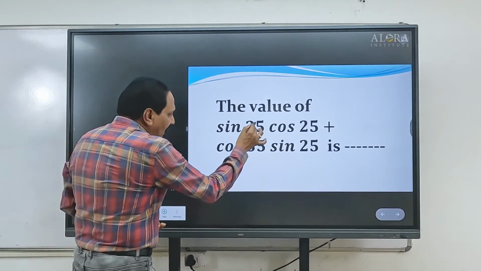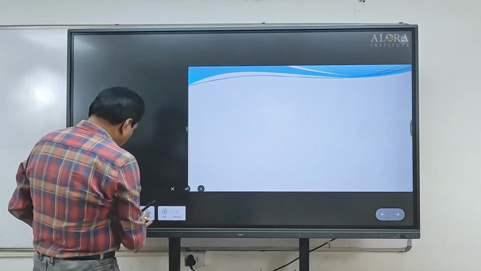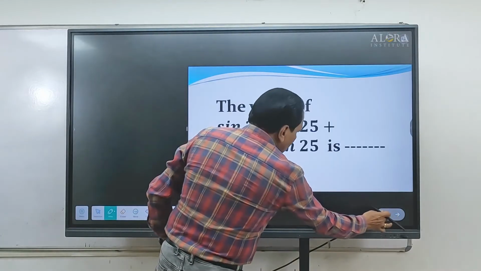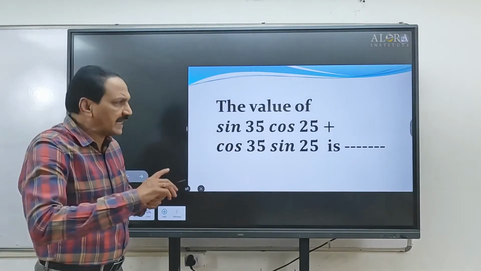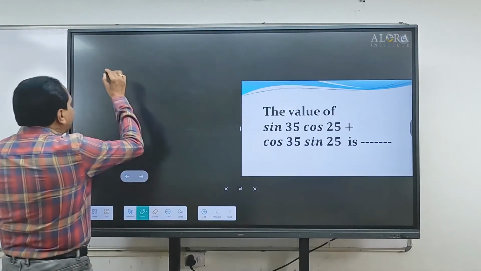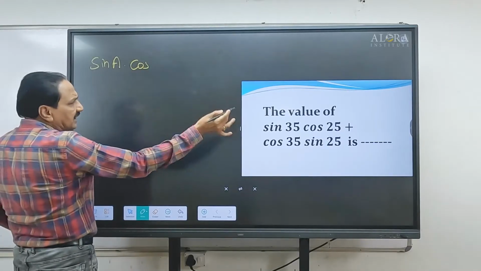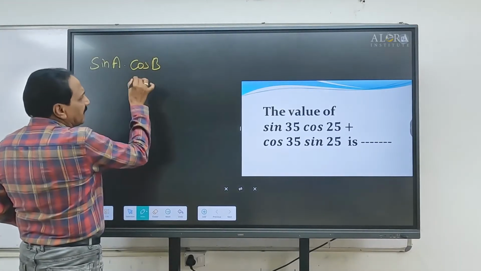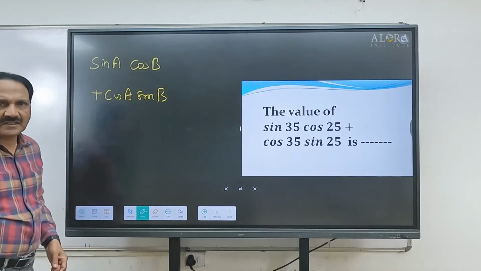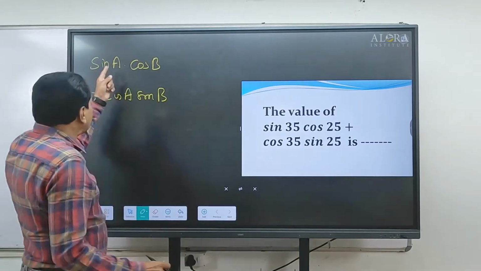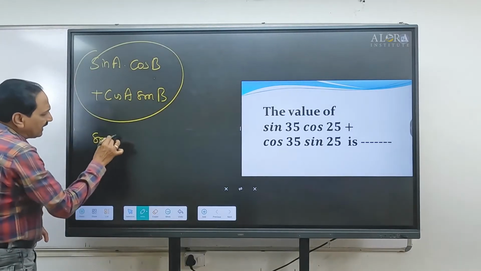In sin function you have got 35, and the same angle is present with the cos function. In cos function you have got 25, and the same angle is with the sin function here. The 35 degree, the greater angle, you can just treat it as A. The cos 25 degree, the smaller angle, you can just treat it as B. So sin A into cos B plus cos A into sin B. When the angle is odd, you can make out like this. So this is the formula for sin A plus B.